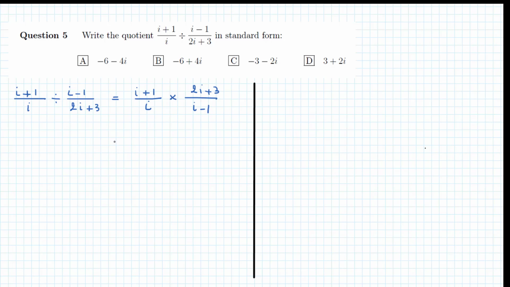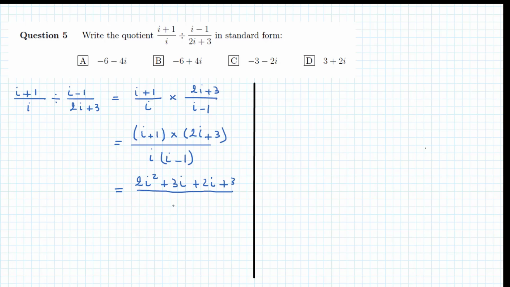Now multiplying two fractions, it's numerator times numerator and denominator times denominator. We get i times 2i, this is 2i squared, i times 3 is 3i, 1 times 2i is 2i, and 1 times 3, which is equal to 3. Whereas in the denominator, we have i times i, which is i squared, and i times negative 1, which is minus i.